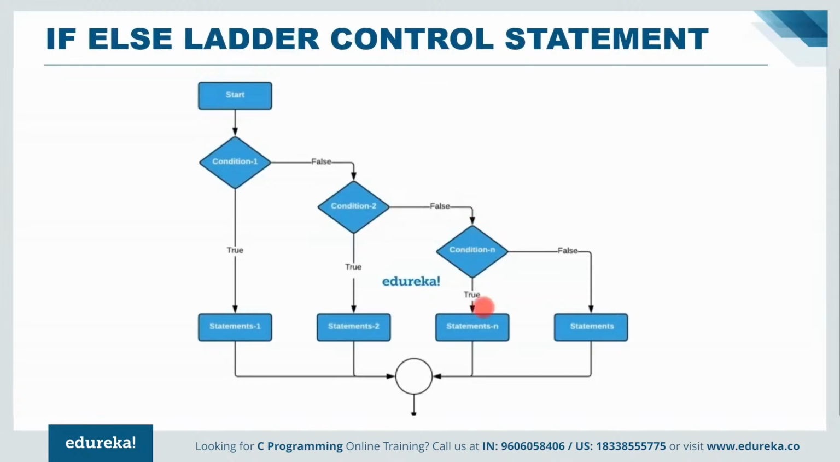And if the condition is true, then the statements inside that particular condition will be executed. If the last condition is also false, then the control will directly exit the else if ladder and execute the next set of statements. Let us understand the else if ladder in a much better way by executing a practical example.